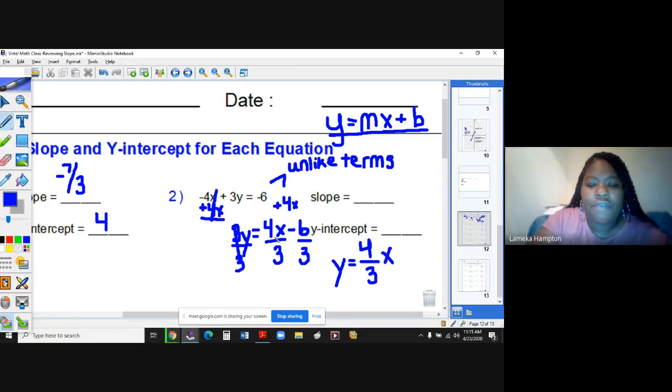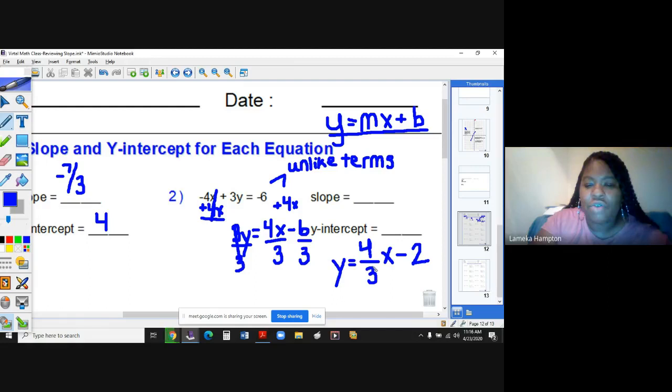Okay. So we have 4 over 3. And remember, again, you do not want to literally divide this and change it to a decimal. You want to keep it as a fraction. And then we have negative 6 divided by 3. So what is 6 divided by 3? 2. Okay.